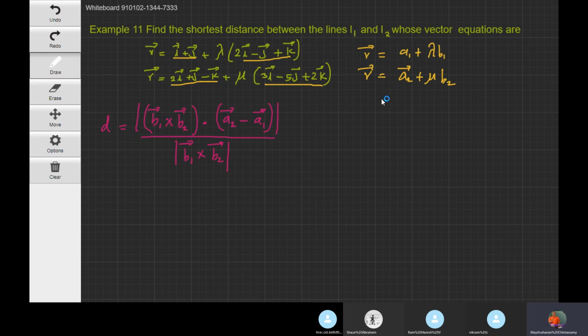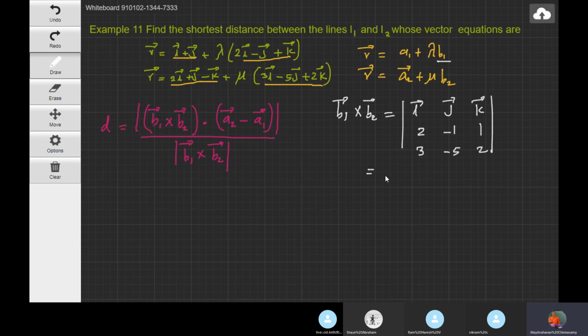Now understand what B1 is. First, your duty is to find B1 vector cross B2 vector, the cross product. How to do the cross product? I, J, K. B1 vector: what are the values in B1? So B1 we have 2, minus 1, 1. What is B2 vector? 3, minus 5, 2. This is your B2 vector.